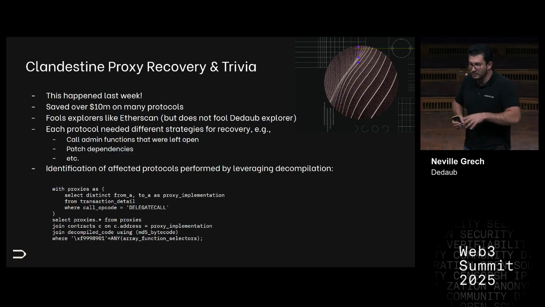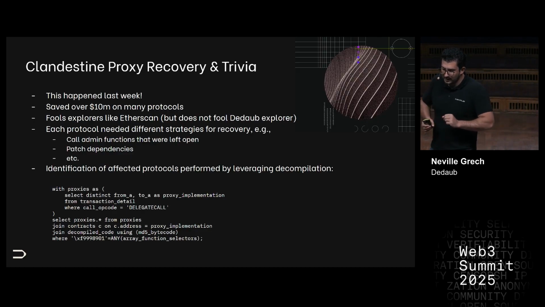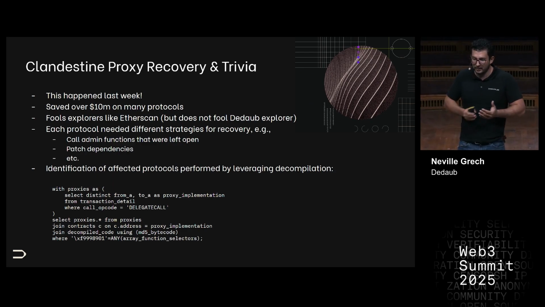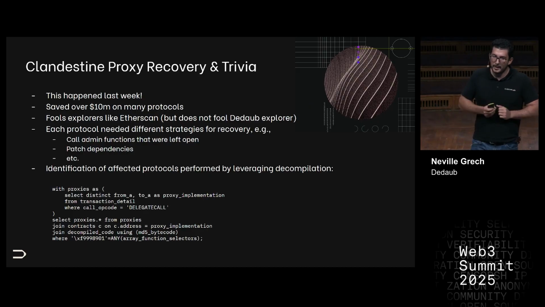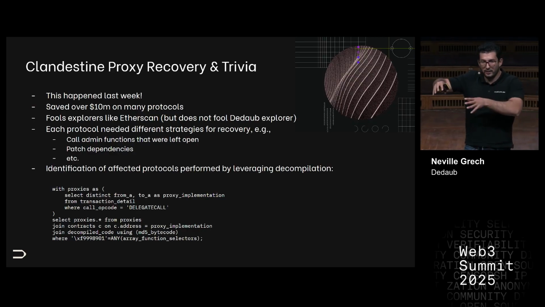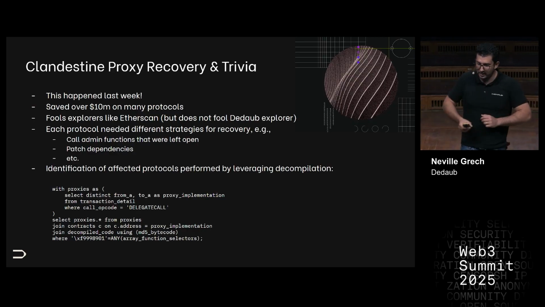But there were ways in which we could recover this because there were certain admin functions that were still exposed, so the attacker didn't block every single admin function. So yeah, or completely patch the dependency, but this smart contract, which is vulnerable, is still there, but now becomes deprecated.